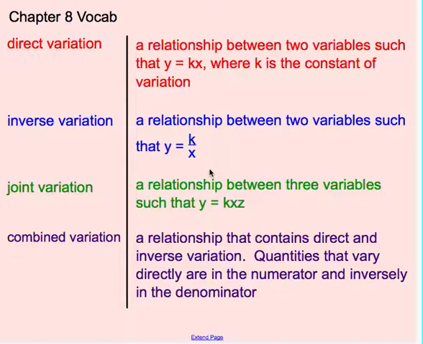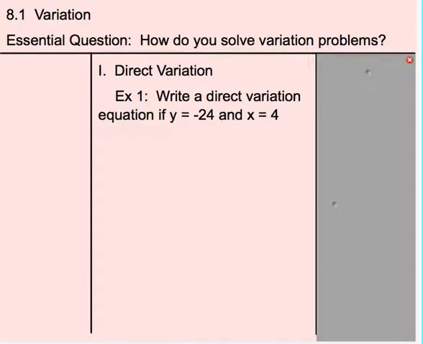Inverse variation, y equals k over x. And we're going to take a look at what this function looks like on a graph in a couple of days. Joint variation is when you have 3 variables that have a relationship similar to the direct variation. And then combined variation is when it's both direct and inverse, so you have 3 variables in that case as well. We're going to start with direct variation.